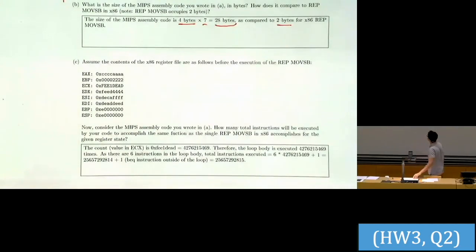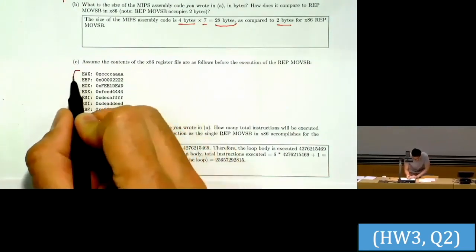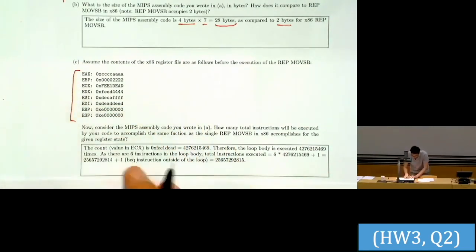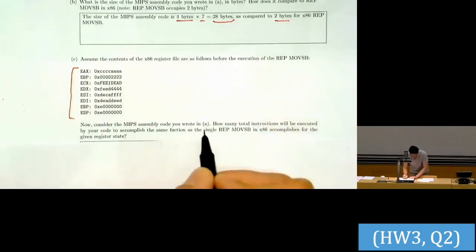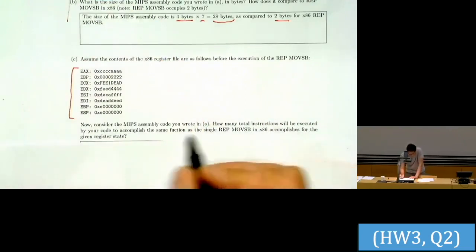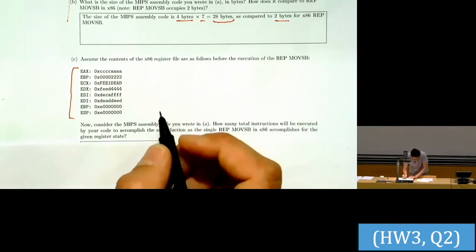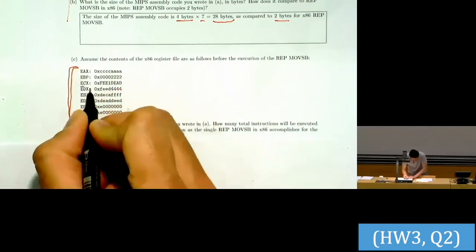Part C says, assume the contents of the x86 register file are as follows before the execution of this instruction. And these are the contents of these registers. Now consider the MIPS assembly code that we have just written here. How many total instructions will be executed by your code to accomplish the same function as the single rep movsb in x86 accomplishes for the given register state? So the given register state is this one here.